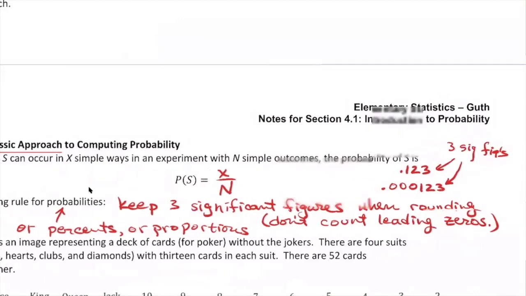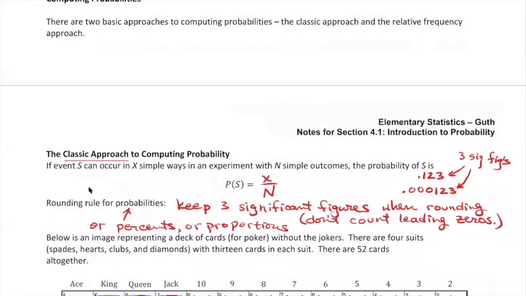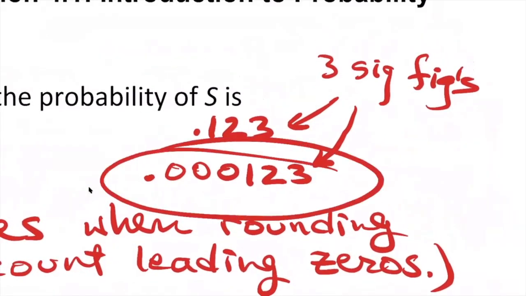This is because the idea is this one that I just wrote up here. If you round this to three places after the decimal, I hope this makes sense, it rounds to zero. And now you're telling me that this event, if it's a probability, is impossible. My bad. If you round it to zero, you're saying it's impossible, but it's not. There's a big difference between unlikely and impossible.